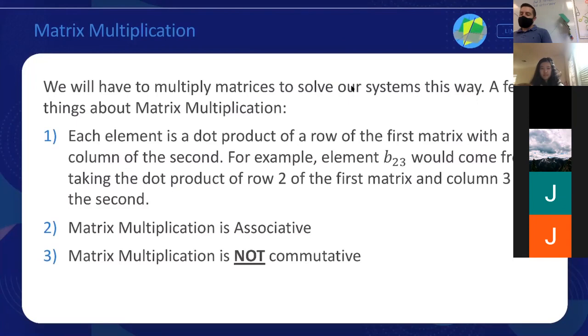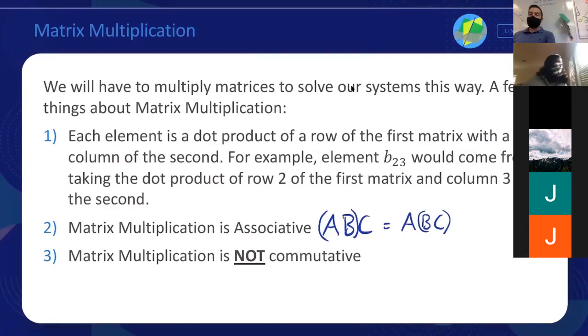Okay, multiplication is associative. When we're multiplying matrix A times B times C, I could multiply A times B, then C. Or I could multiply B times C, and then A times that. But it needs to stay in the same order. Okay, it is not commutative. AB is not the same as BA. So in the associative one, this is not the same as multiplying B times C then A.